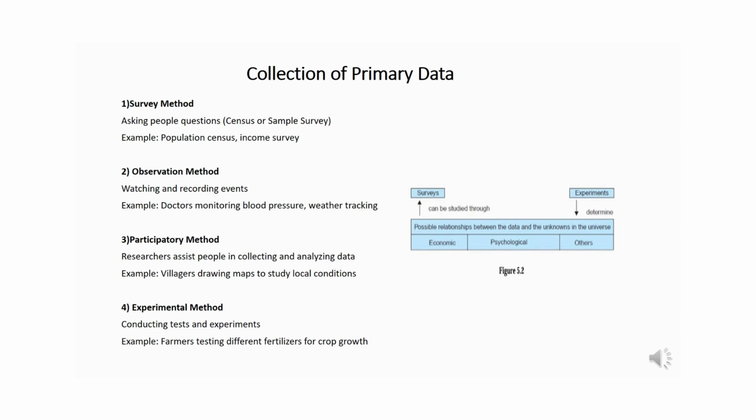Lastly, the experimental method, conducting tests to see what works best. Example, farmers using different fertilizers to check which one helps crops grow better.